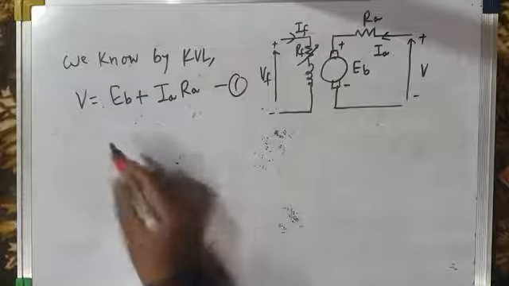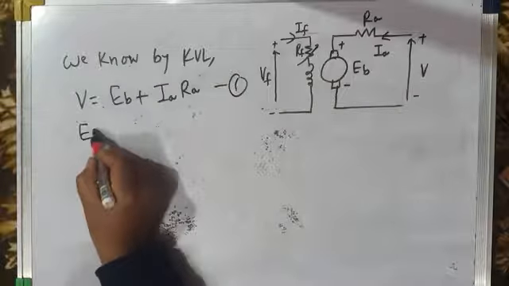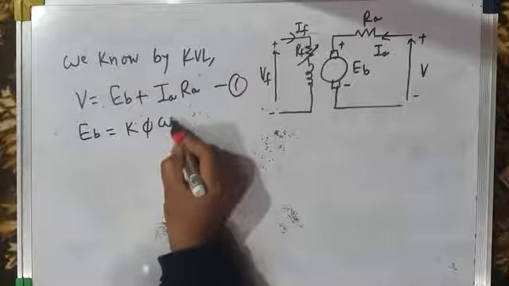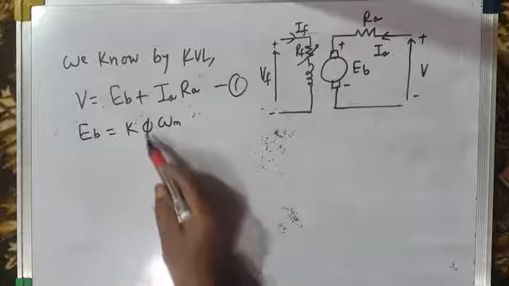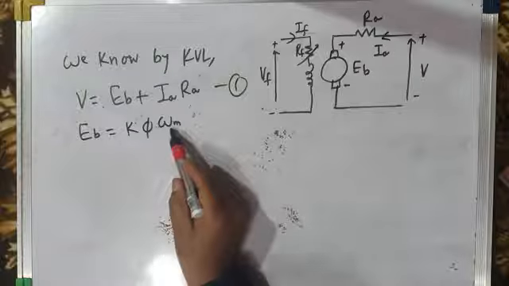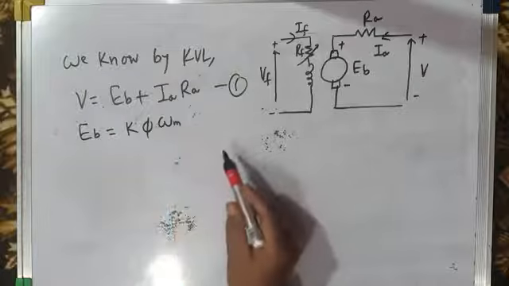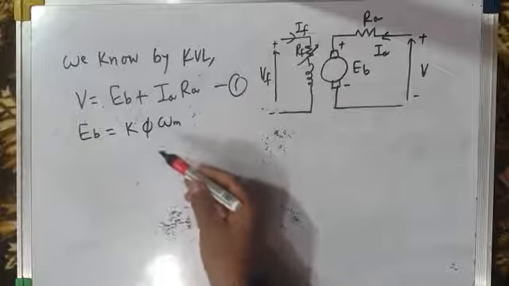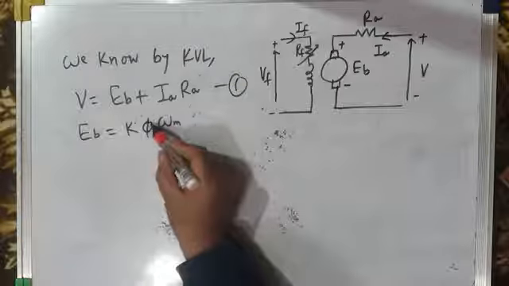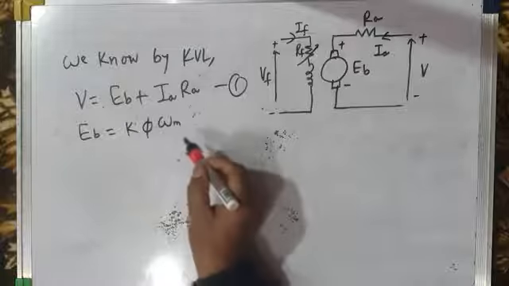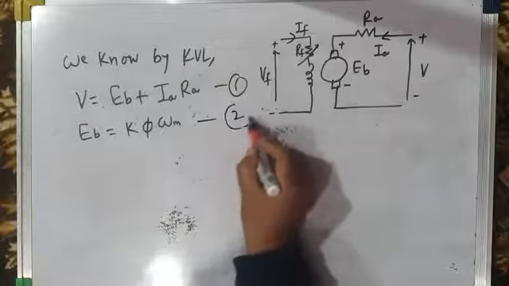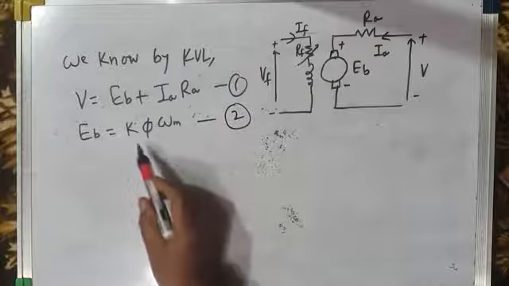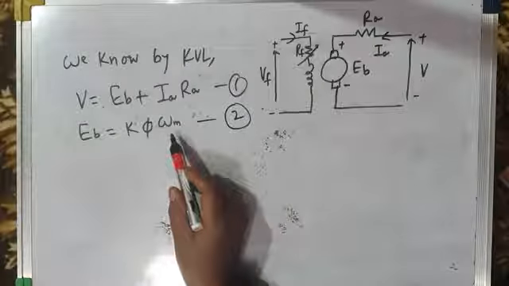We also know that in a DC motor, the back EMF is given by K phi omega m. It is directly proportional to flux, and it is also directly proportional to the speed at which the motor runs. I'm not going into the derivations. You have already done this in your electric machines course at BTech level. These equations, I'm sure you must have already derived. So this is the back EMF of a DC motor, which is given by K phi omega m.